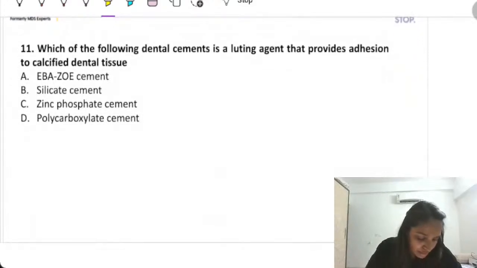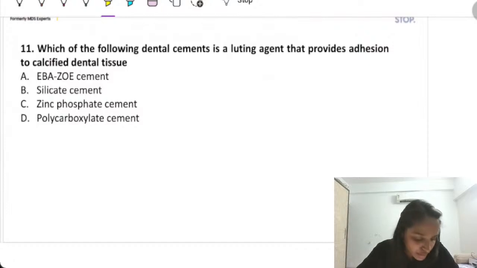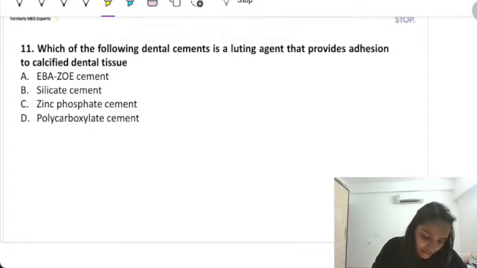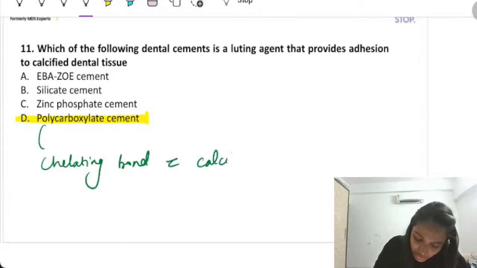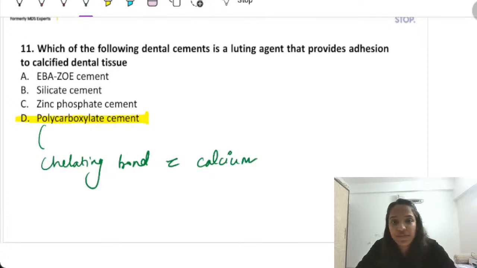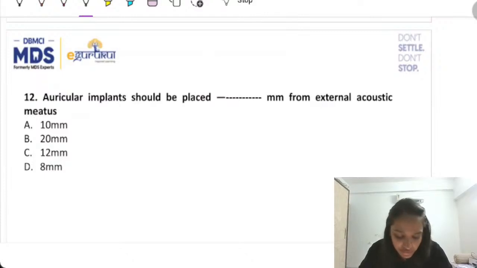Now, again, a dental material question, just overlapping it in prostho. Which of the following dental cements, or rather a luting agent, is providing adhesion to calcified dental tissue? The correct answer is option number D, which is zinc polycarboxylate. It has specific chemical adhesion to tooth because they will form chelating bonds with calcium. So it can bond with enamel and dentine. Right? So correct answer is option number D. If you want to read about zinc polycarboxylate, please refer to your DM videos, because prostho videos won't have a descriptive explanation of it, right?